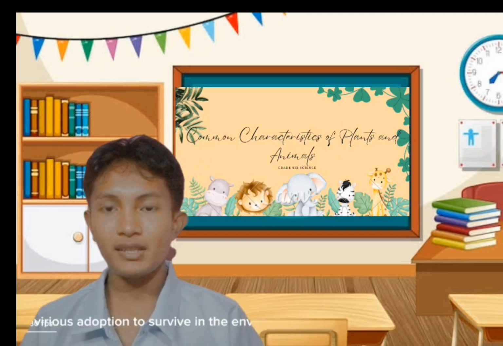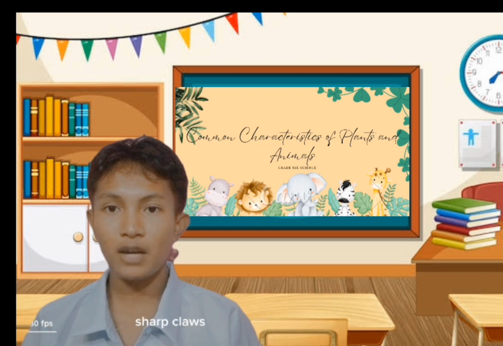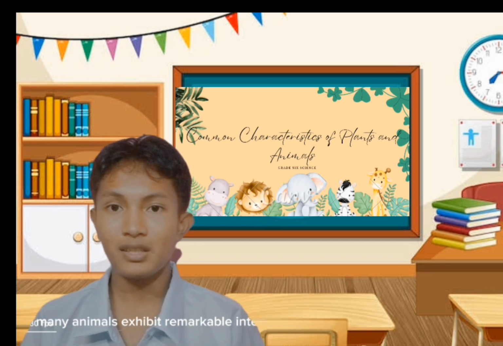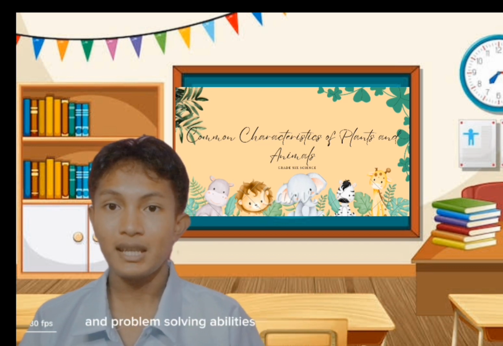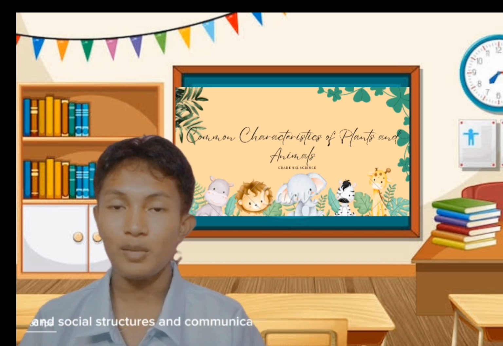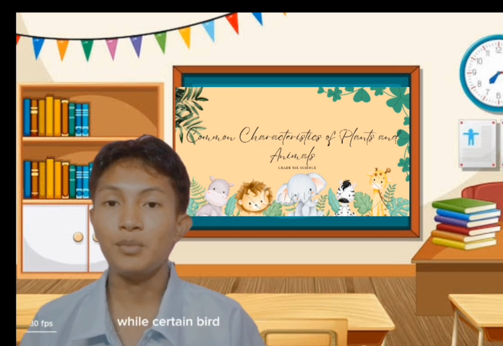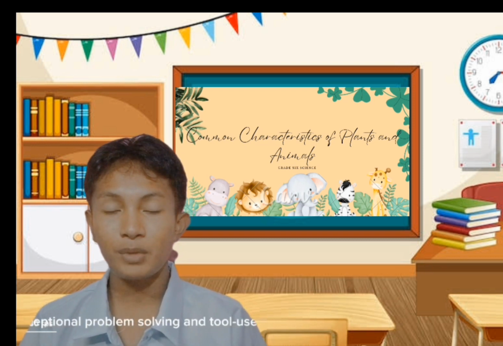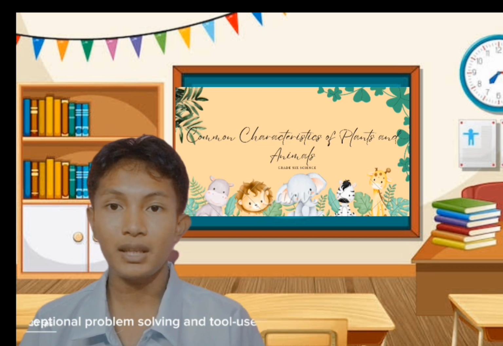Animals have evolved various adaptations to survive in their environments. These adaptations can include physical features such as camouflage, sharp claws, or specialized teeth, as well as behavioral traits like migration or hibernation. Many animals exhibit remarkable intelligence and problem-solving abilities. For example, dolphins are known for their complex social structures and communication skills, while certain bird species like crows and parrots demonstrate exceptional problem-solving and tool-use capabilities.